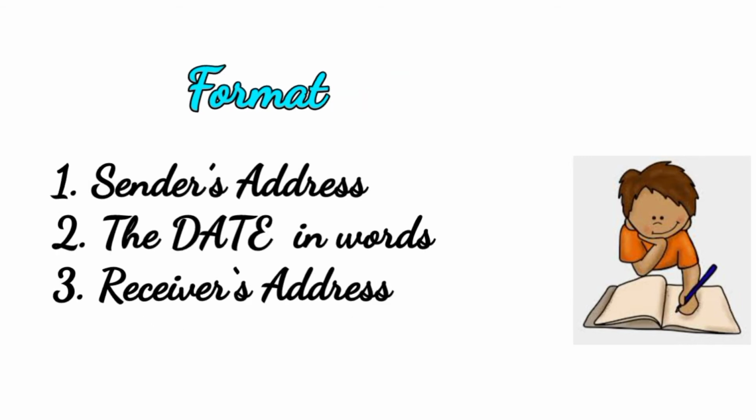Let us now understand the format of writing a formal letter. Number 1, put the sender's address here. Number 2 is the date that appears directly below the address in words. Number 3 is the receiver's address. You should first write the designation of the receiver, for example, the manager, followed by the address.